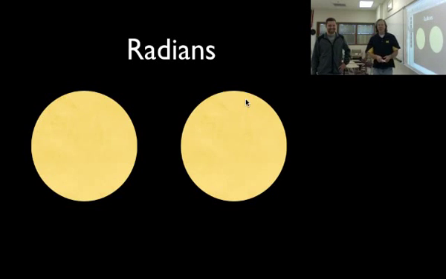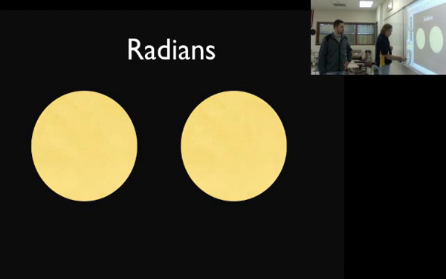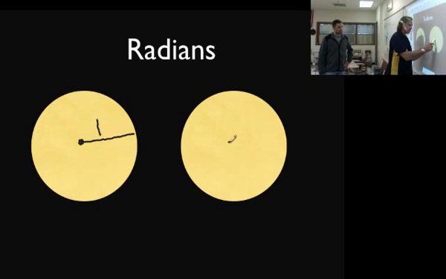As we delve deeper into trigonometry, we're going to end up with two different angle systems. One of them is degrees, and the other one's called radians. Let's take a look and see how the two are related. If we take what we call the unit circle, in other words, a circle whose radius is 1.